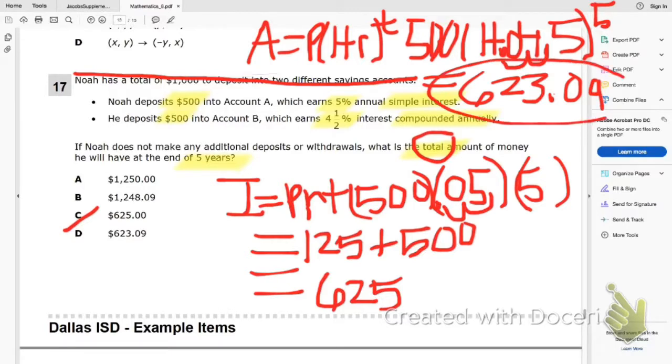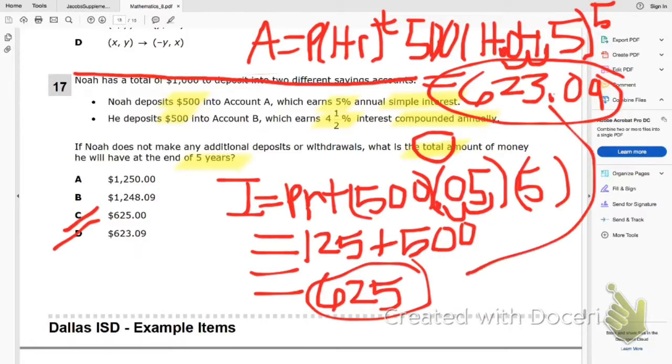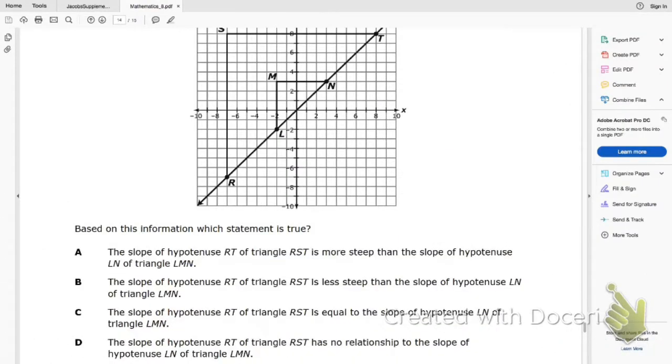Now we have this, and we have this. We know that it's not D. We're going to take this total and this total, and add them together. Once we add them, we're going to get an answer of 1,248.09.